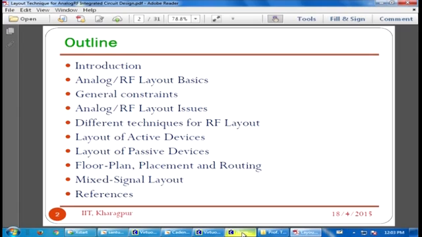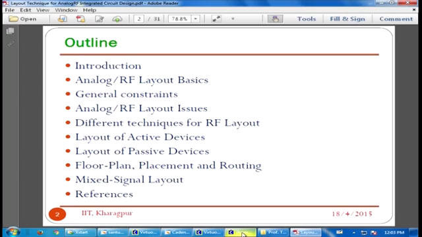Next, some issues. What are the main issues in analog and RF layout? That I will clearly explain. Then, what are the techniques we will use to minimize the parasitics, for matching, for symmetry? A lot of things are there, so we will discuss that.